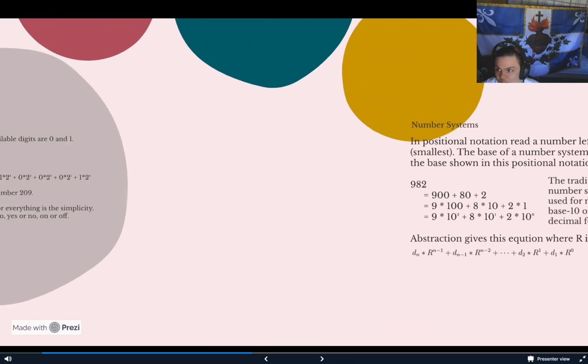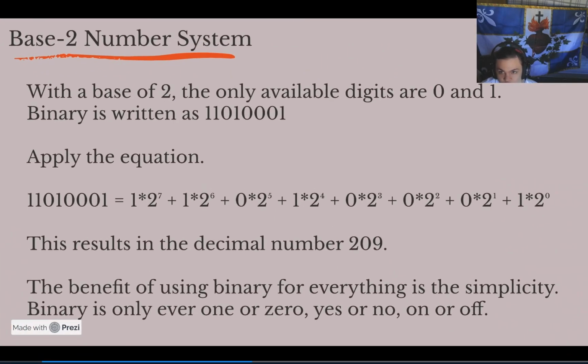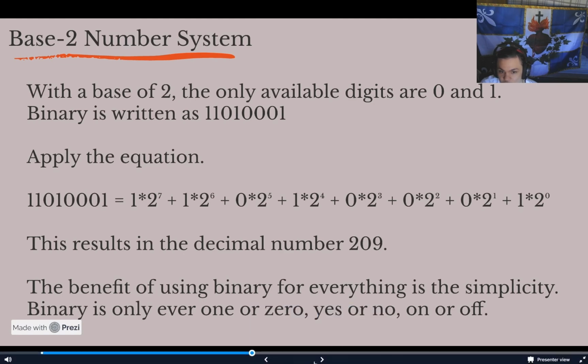So next we're going to look at the binary base 2 number system. So let's take this binary number, for instance. If we break it down and apply the formula, we can see that 1 times 2 to the 7th plus 1 times 2 to the 6th, 2 to the 5th, 2 to the 4th, all the way down. And add them all together, we get the decimal number 209. The benefit of using binary for everything is the simplicity. Binary is only ever 1 or 0, yes or no, on or off.